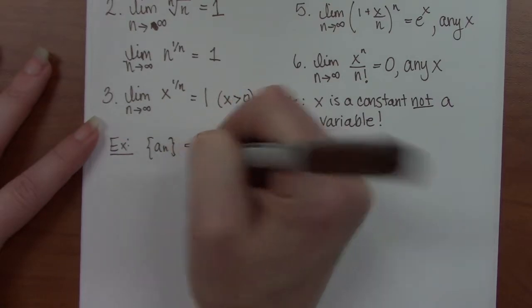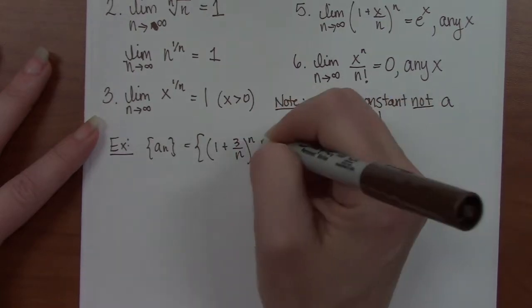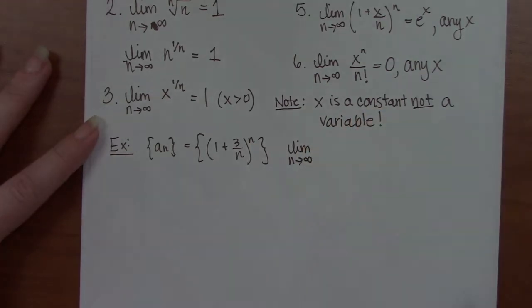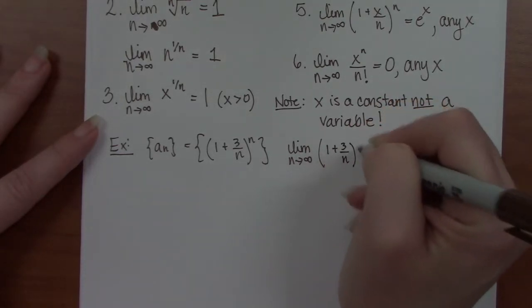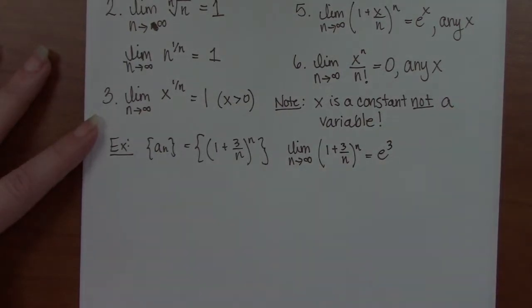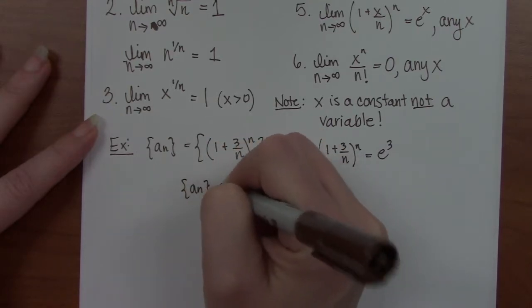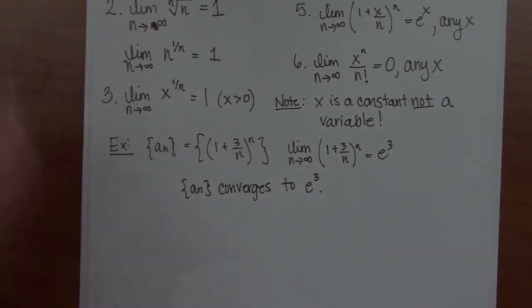So if we give you the sequence 1 plus 3 over n raised to the n, you still need to make sure that you understand that you're applying the nth term limit test, the infinite limit test, to test for convergence. So once you set up the limit and you recognize that that's just e cubed, we would then conclude that the sequence a sub n converges to e cubed. So just don't forget, if you tell me a sequence converges, then I need to know what it's converging to.